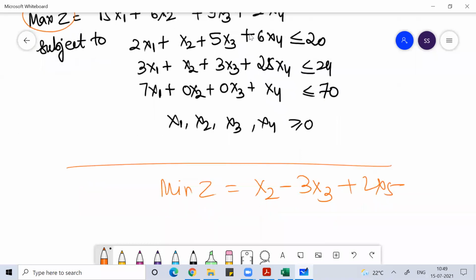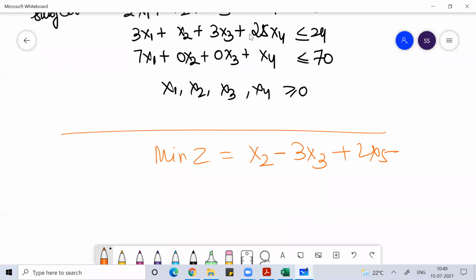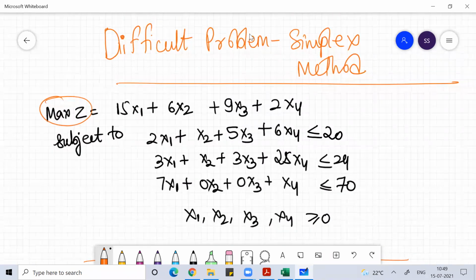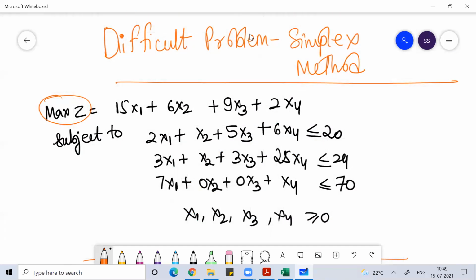What you need to do, guys, is this: we cannot solve a simplex method problem with a minima objective. So you need to convert this minima objective problem into a maximum problem, and then you change the coefficient sign. If you change the coefficient sign, then the same problem gets converted into a problem having a maximum objective. So the first thing, whenever you're solving a problem on simplex method, is that your objective function should always be maximum.